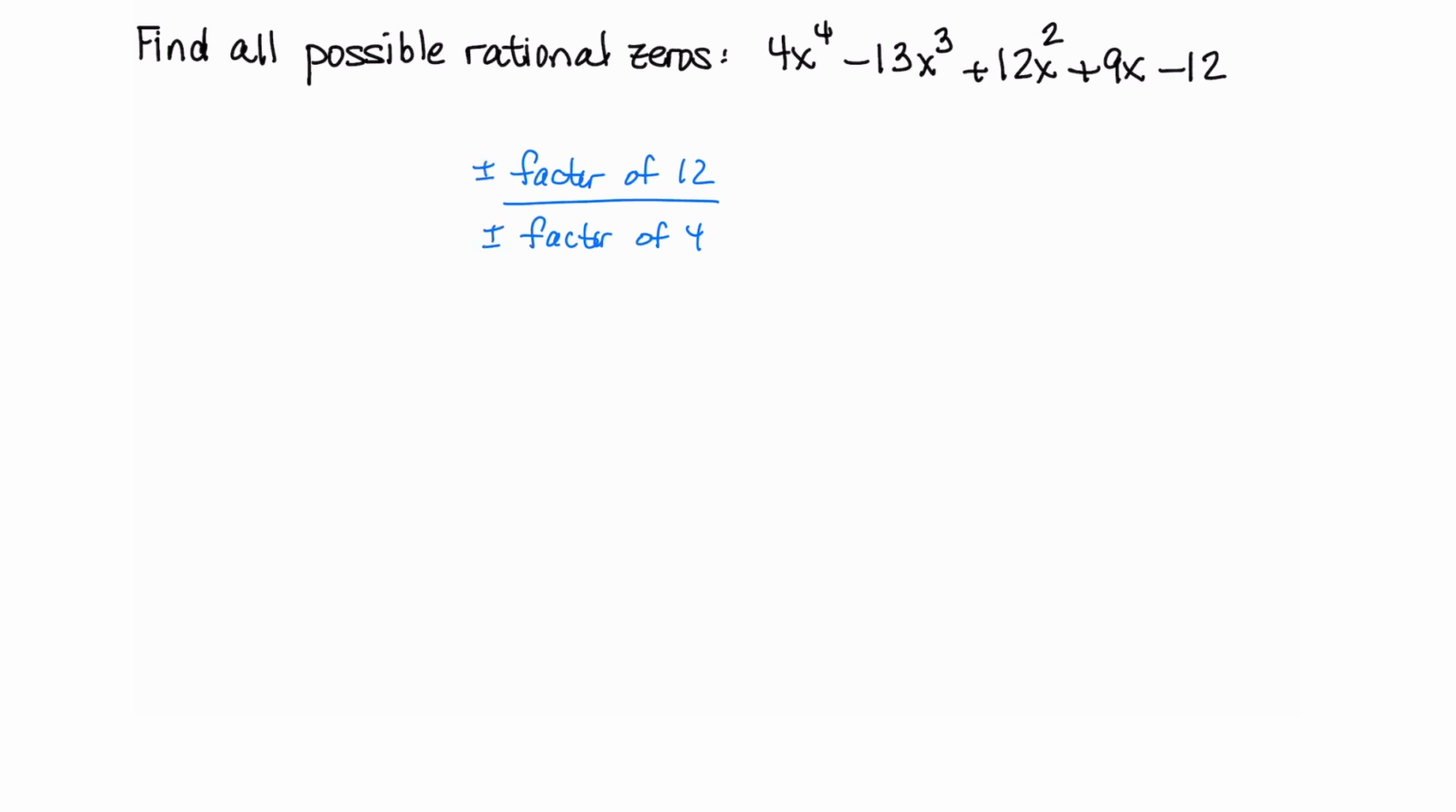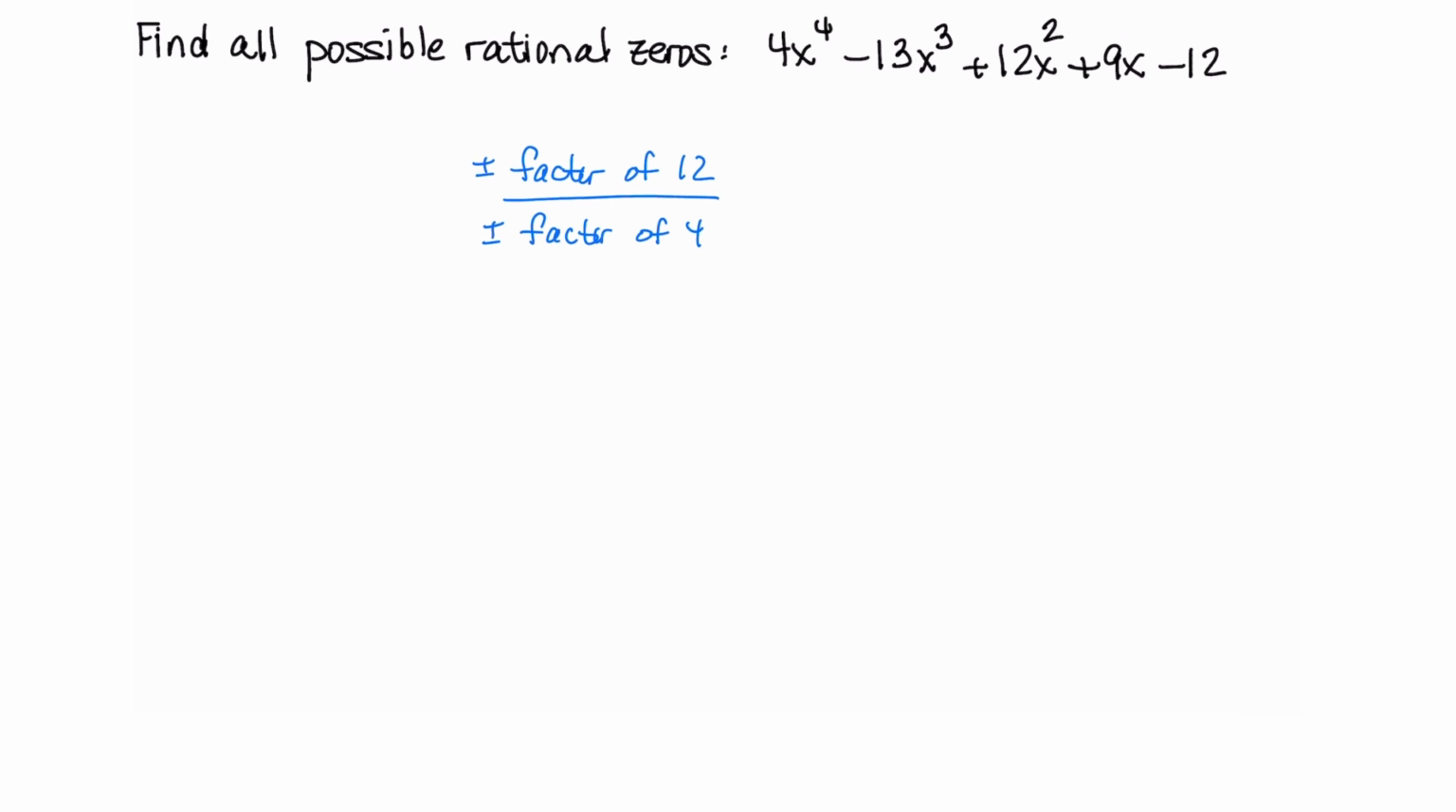So what we have to do is look at all the possible factors of 12 and all the possible factors of 4, and we perform all of those divisions to get the possible rational zeros. So factors of 12 are 1, 2, 3, 4, 6, and 12. And the possible factors of 4 are 1, 2, and 4. And again, positive or negative are possible. So when we list them all, we have to make sure that we put a plus or minus in front of each one. So let's start this off.